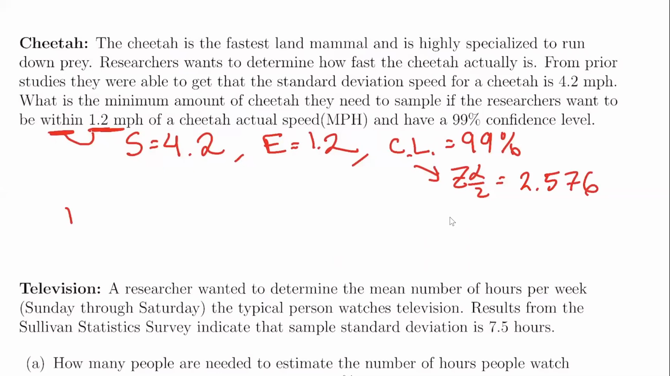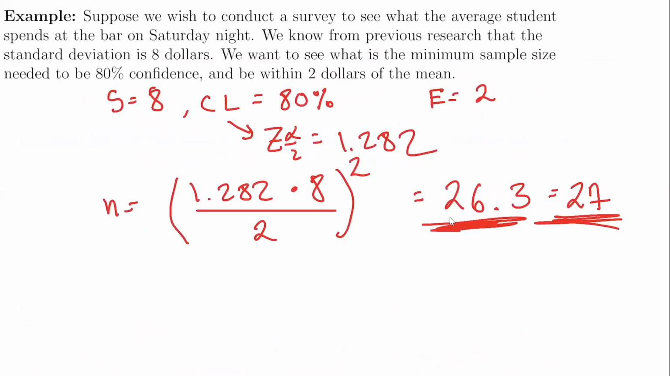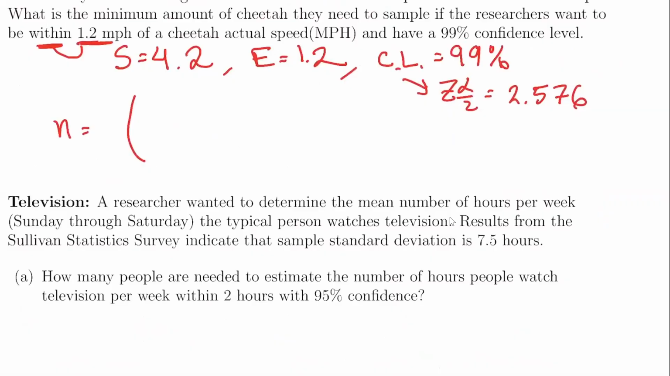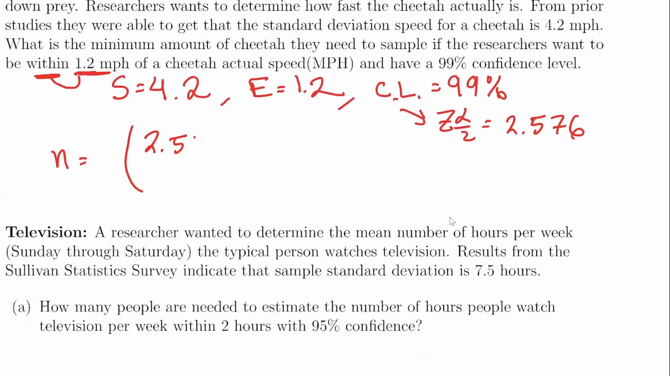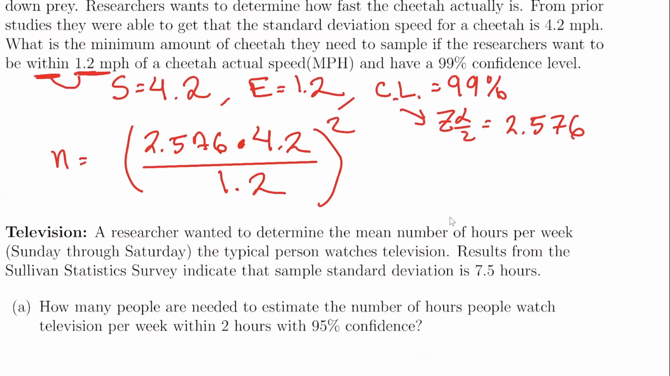All right, so let's go ahead and just substitute everything in. So what's the first thing that we do? So we do Z, which is 2.576. You multiply that by standard deviation, which is 4.2, and you divide that by your margin of error, which is 1.2. And then don't forget to square that value. All right. So I'm gonna go ahead, go to the TI-84 and just work this out.